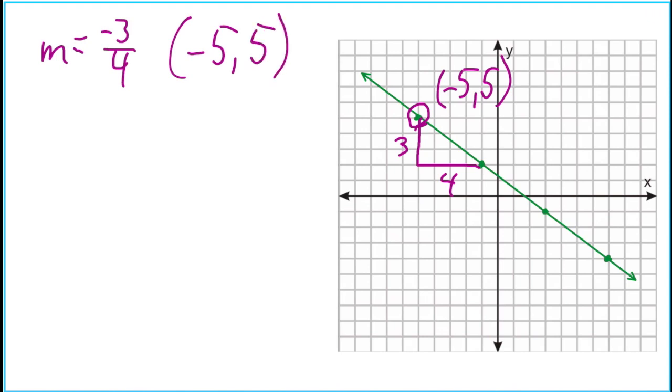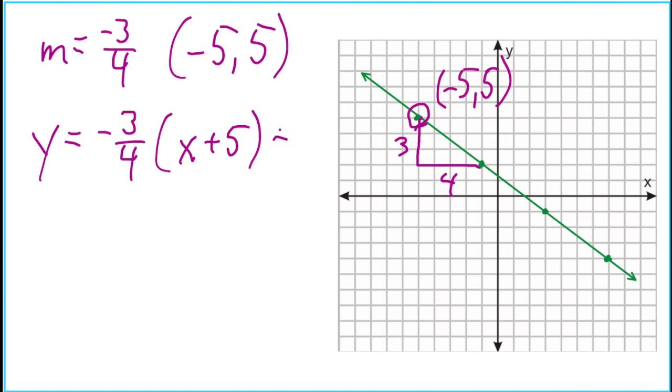So to write my equation, I have y equals, I write my slope, and then I think opposite. My x value is -5, so the opposite of -5 is +5, and then my y value on that point is 5. Now, one thing that's nice about point-slope form is you can use any point you want.